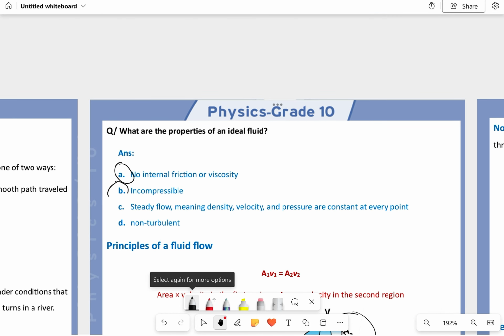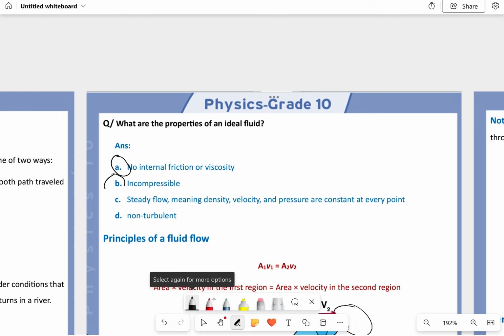You have the properties of ideal fluids. We said ideal fluids have no internal friction or no viscosity, and they are incompressible. These are the properties of ideal fluids. No internal friction, incompressible, and they have a steady flow, meaning that density, velocity, and pressure are the same at every point. And you have non-turbulent, okay? Basically, if it has a steady flow, it means that it's non-turbulent.